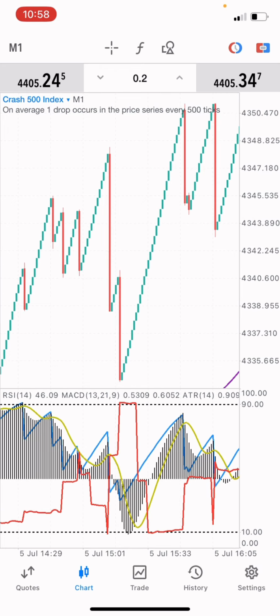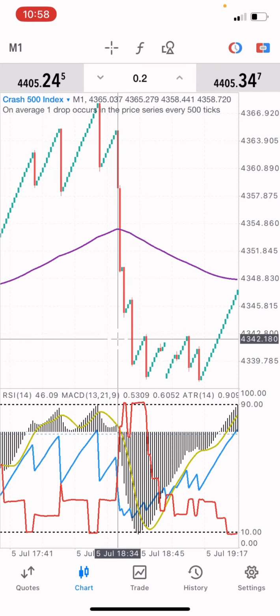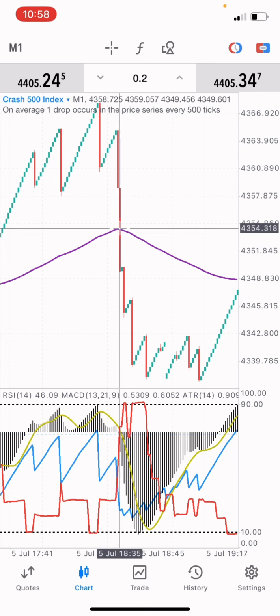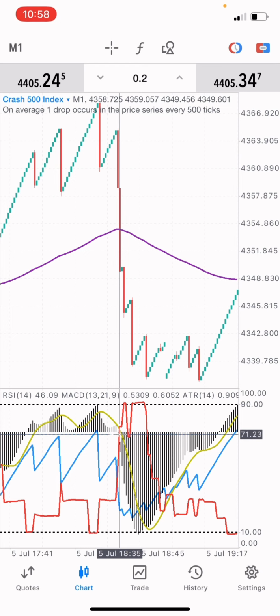Then we're going to be selling when the price action is below the moving average, okay. So now you see the MACD, when it's creating a downtrend, that's when we're going to be placing our sell to catch spikes, okay.